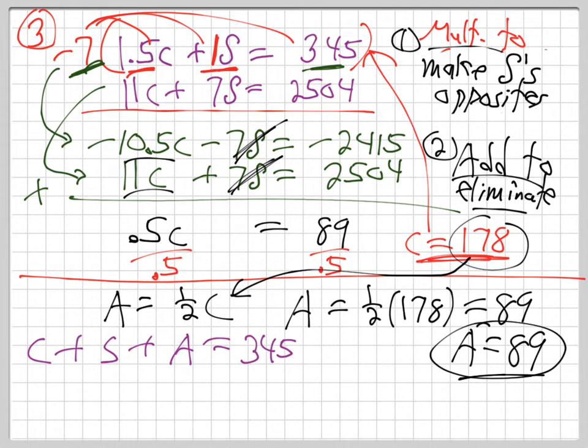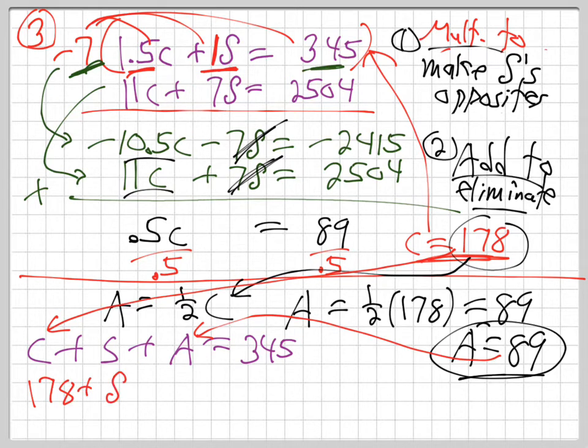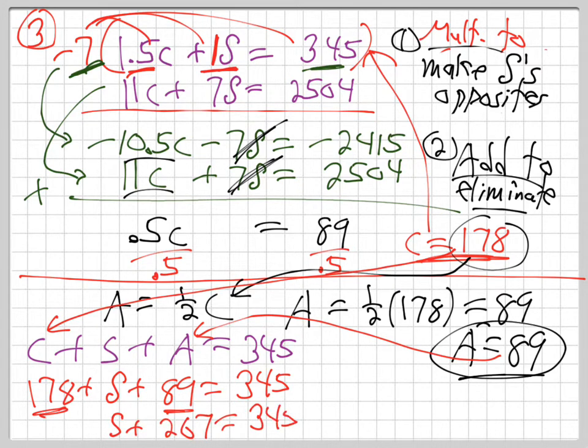Plug in the children right there, 178. The adults right there, 89. So 178 plus students plus 89 equals 345. And then add 178 and 89. What's that? 267. So students plus 267 is 345.